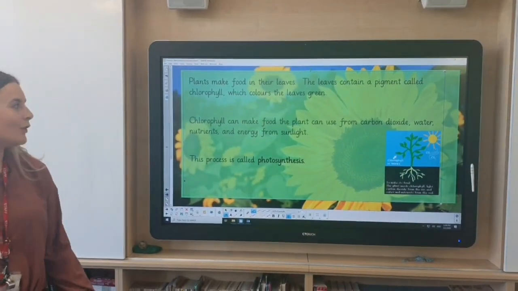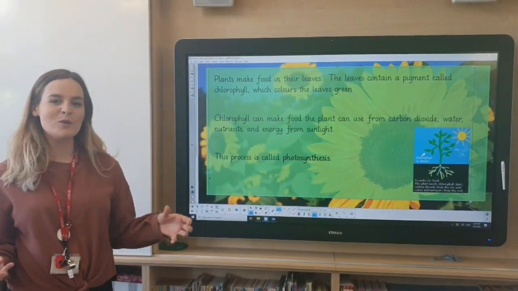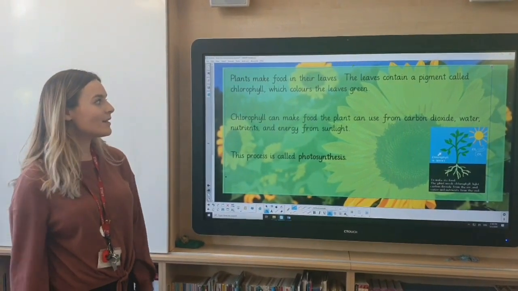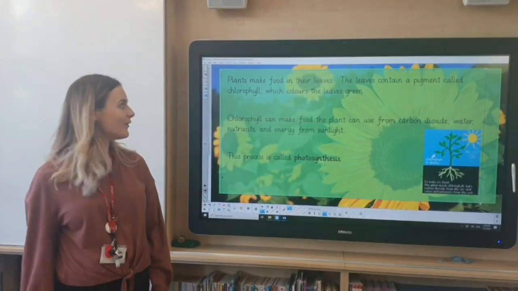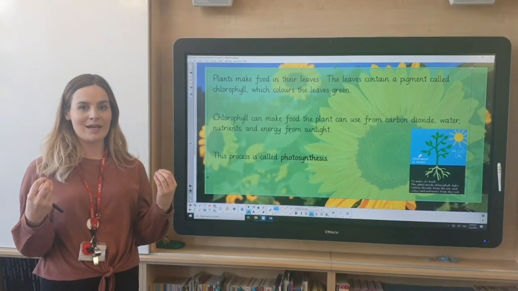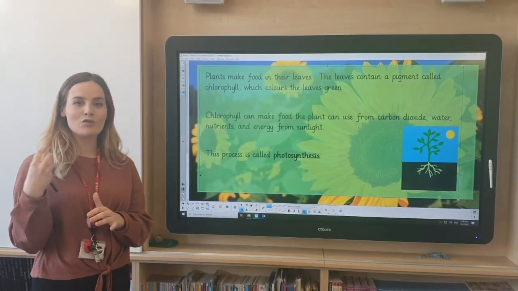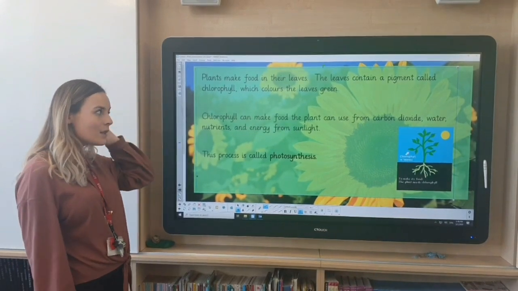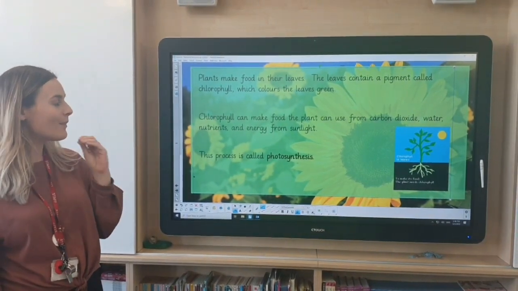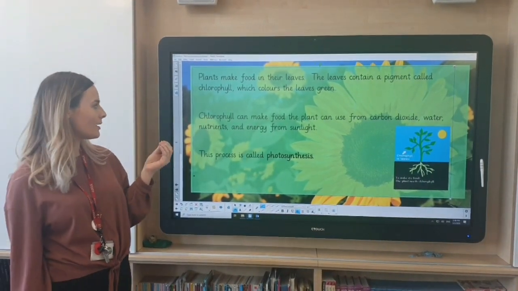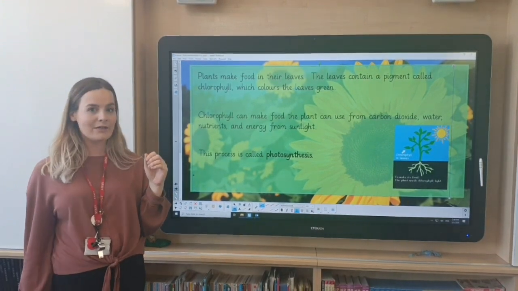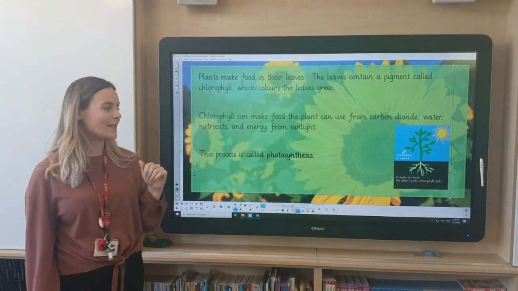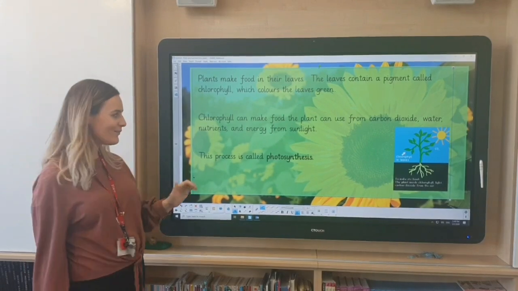Plants make their own food in their leaves. It's a bit like a food factory. Leaves contain a pigment called chlorophyll, which colours the leaves green. So if you see a leaf that isn't as green as others, it means it's not got as much chlorophyll in. They can make the food using carbon dioxide, water, nutrients and energy from sunlight, and this process is called photosynthesis.